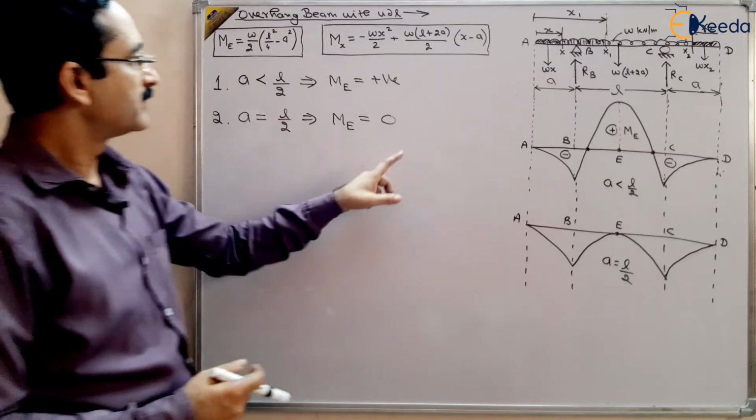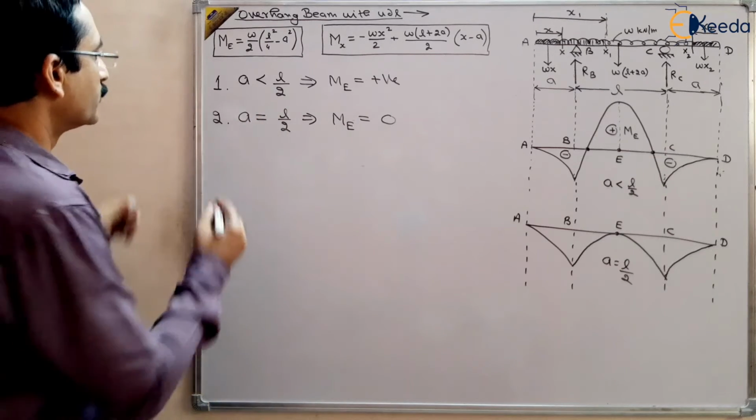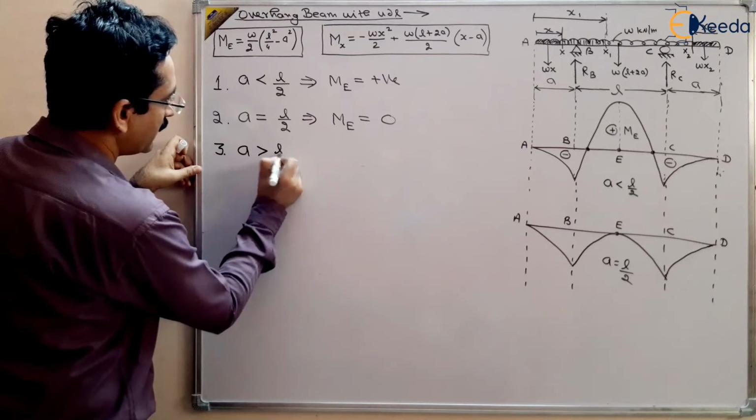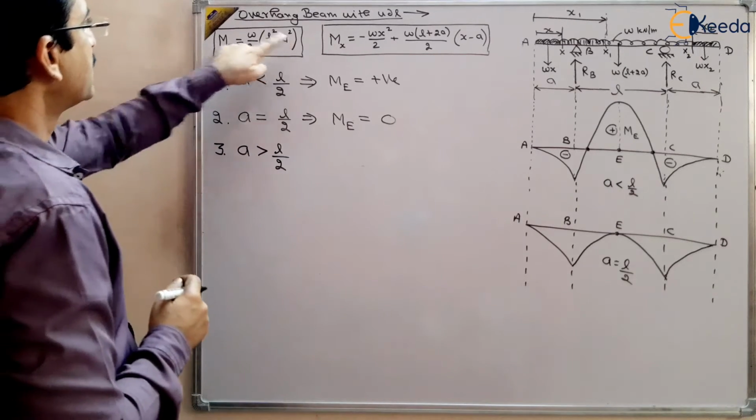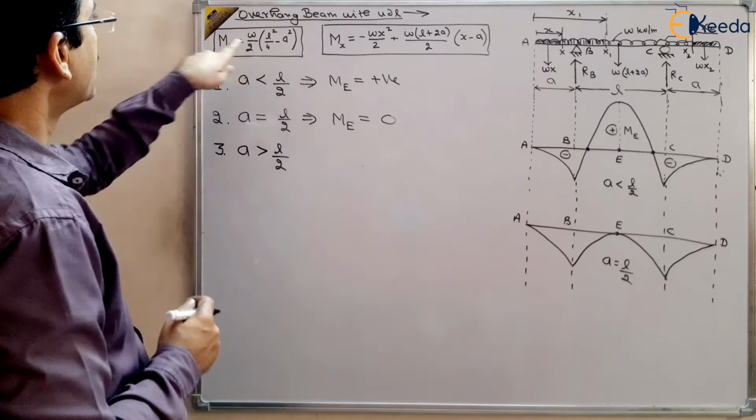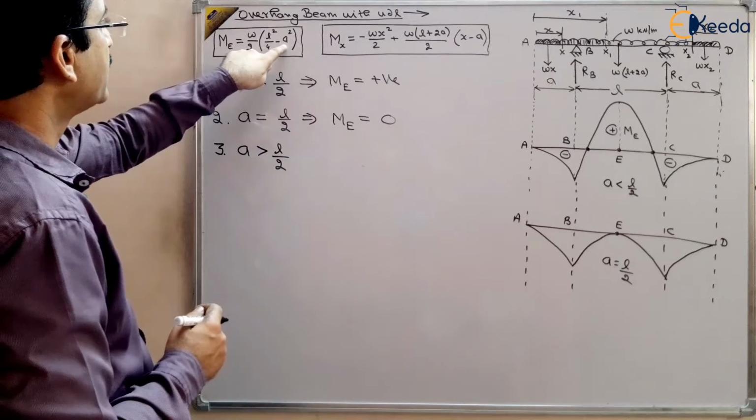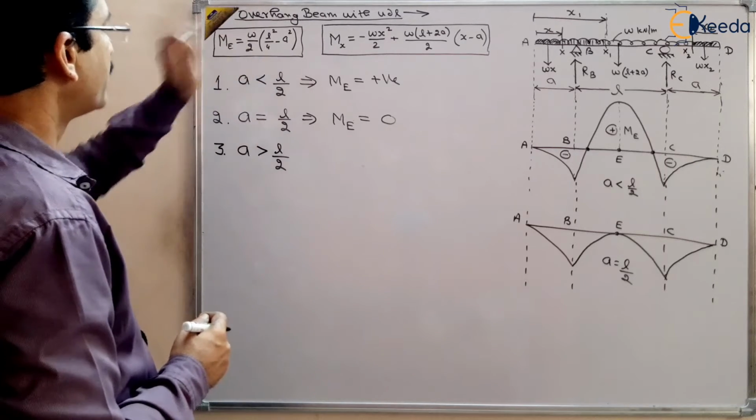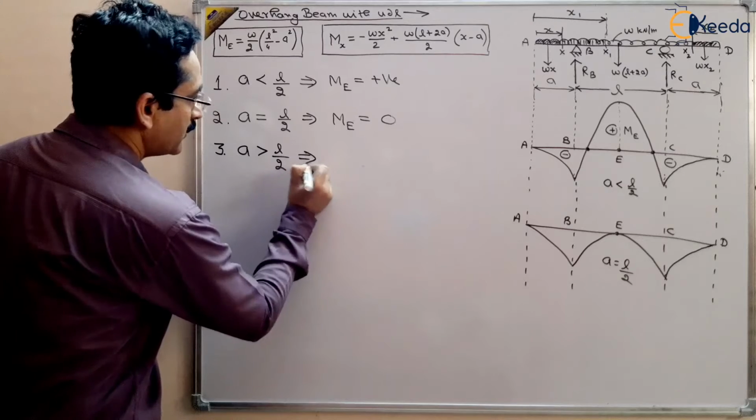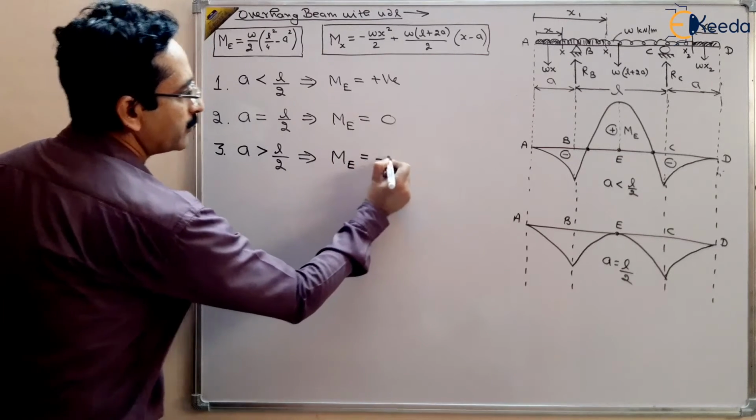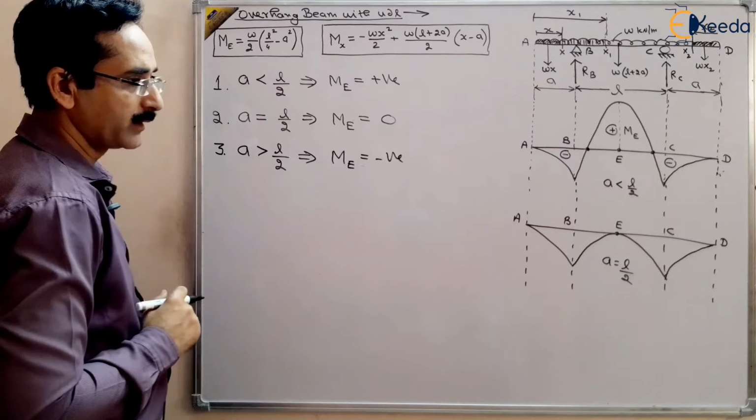The third case is when A is greater than L by 2. You can see here in this equation, A is greater than L by 2. It shows that ME will become negative, because A square quantity will become higher than L square by 4. So this shows that the bending moment at point E will be negative, right?